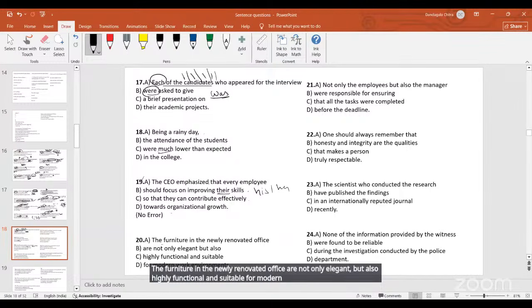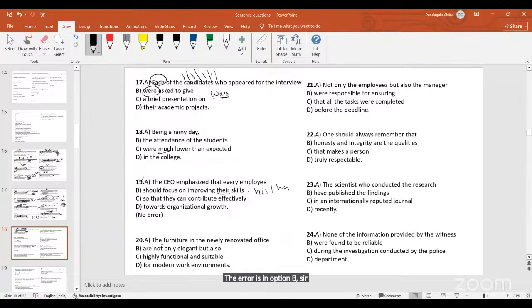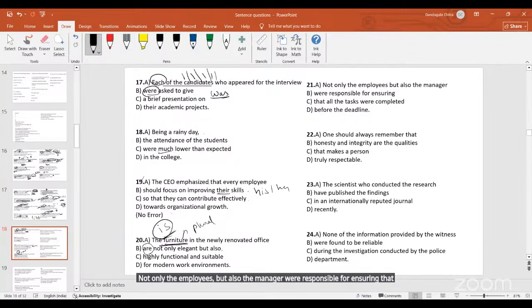Next. The furniture in the newly renovated office are not only elegant but also highly functional and suitable for modern work environments. The error is in option B, sir. Or error is at are not, sir. We use is not instead of are not, sir. Yes, exactly. We already discussed in the articles singulars and plurals, right? Here furniture, we can't consider this furniture as a plural word. Furniture is one. So is is the right option, not are. Furniture is right.